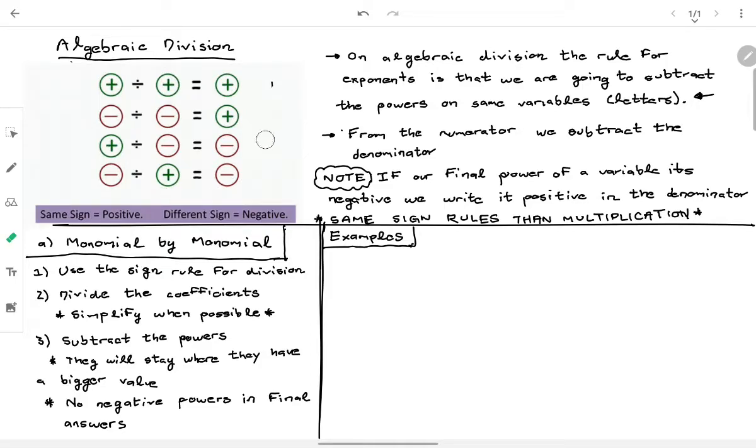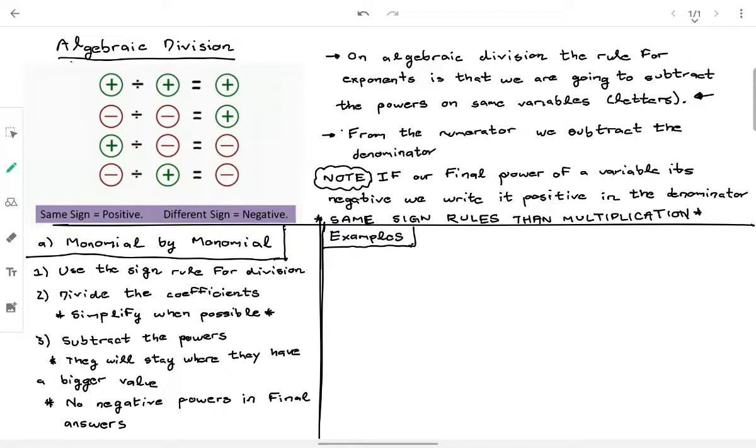So today we are starting with the simple ones. We are starting to see monomial divided by monomial. Here I put 3 simple steps that we need to follow to do algebraic division of monomials. The first step is to use the sign rule for division. That means that we are going to see if our final answer is positive or negative depending on the signs. Then step 2 is to divide the coefficients. That means the numbers.